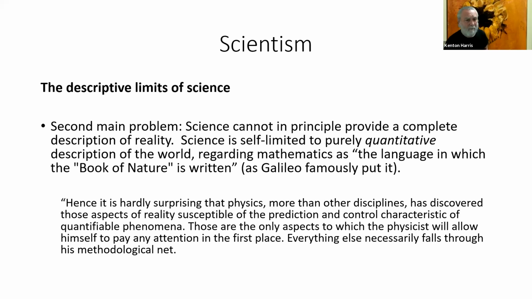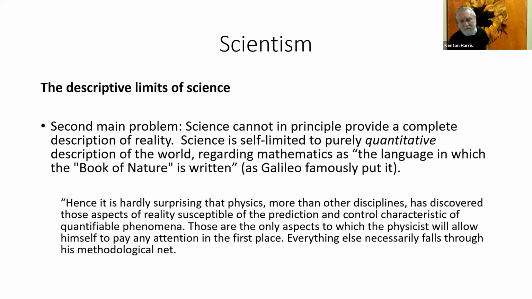The second problem that Feser points to, the second main problem, is that science cannot, in principle, provide us with a complete description of reality. Science is self-limiting to a purely quantitative description of the world, regarding mathematics as the language of the book of nature. The language of the book of nature. Galileo had famously put it that way, right? The book of nature is written in mathematics.